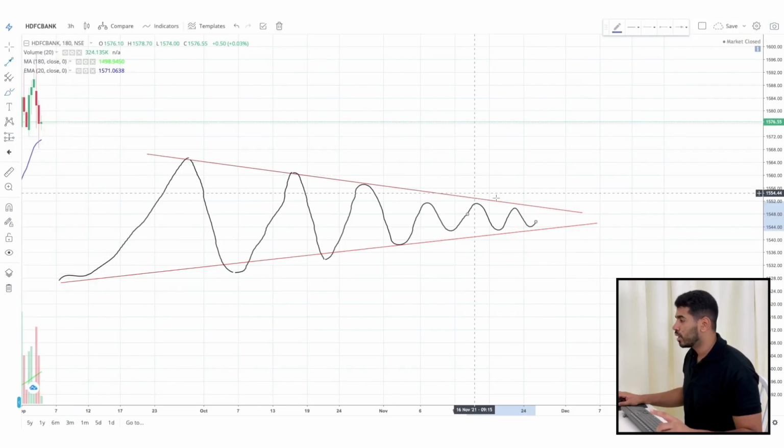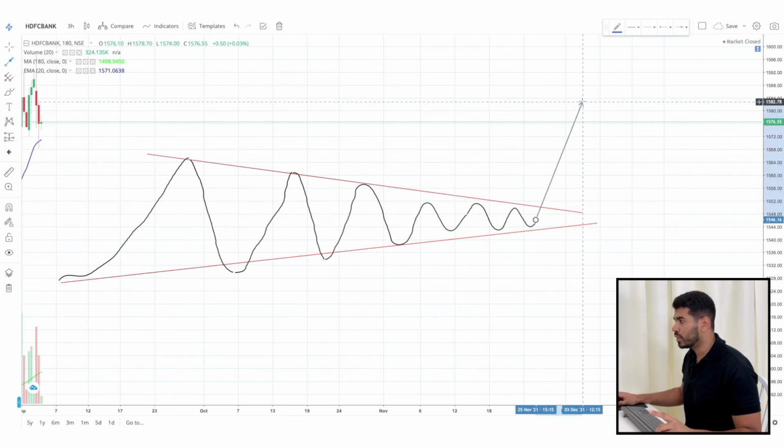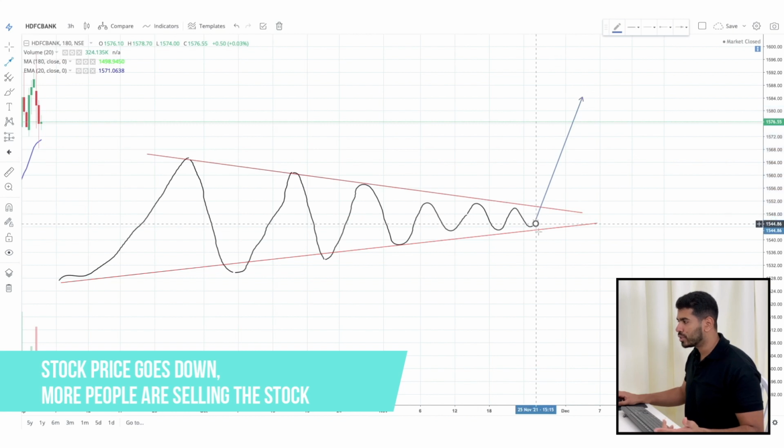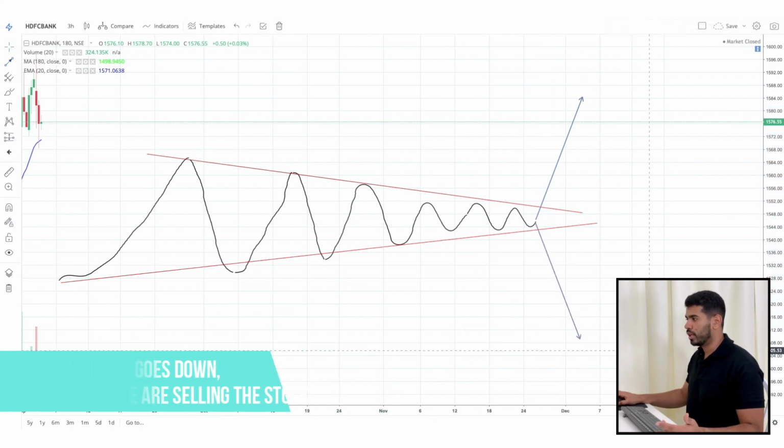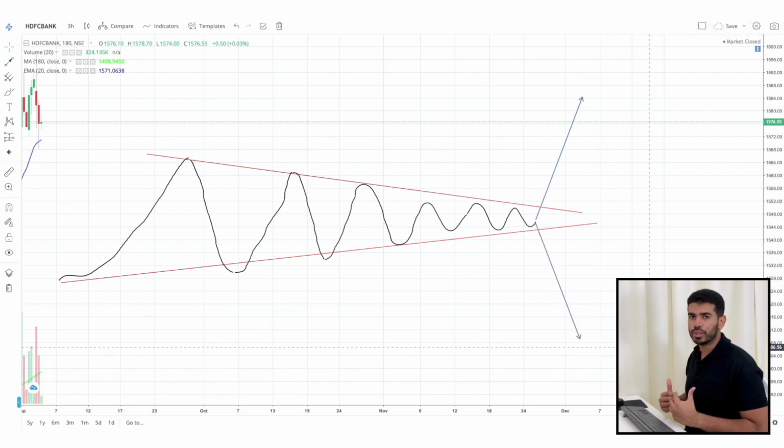Now, when the breakout actually happens, either the buyers' side will win and the stock will just shoot up over here, or the sellers' side will win and the stock from here will just shoot downwards. So this is where we have to take our position.